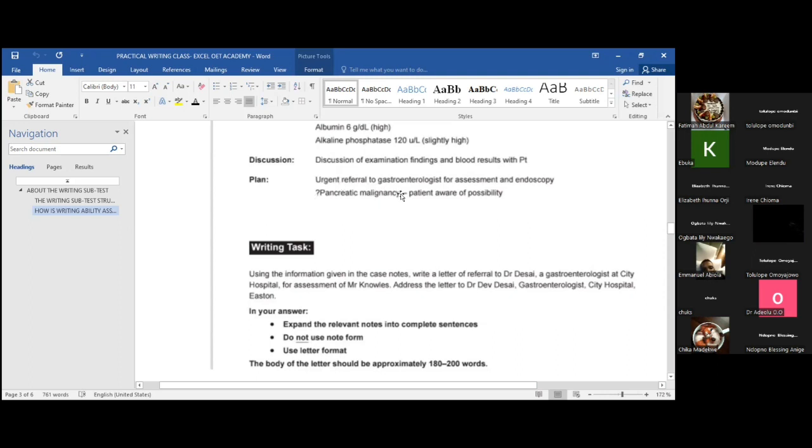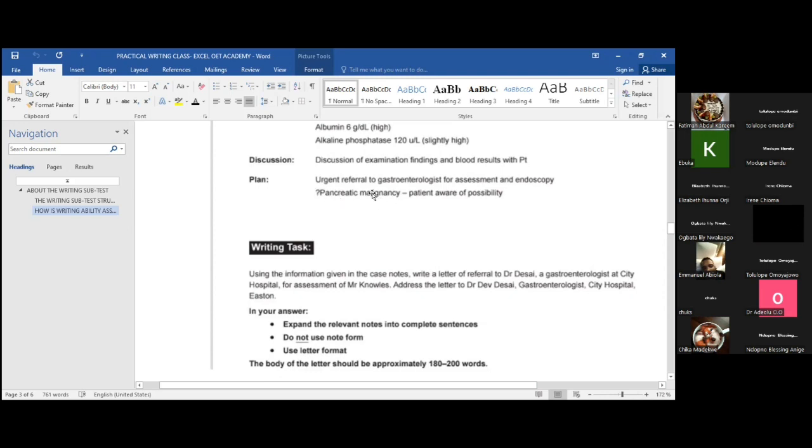Now look at this. They wrote pancreatic malignancy, okay? It's what we are dealing with. So it's a query, okay? So when you see this query sign or this question mark sign, it shows that it's not really a definitive diagnosis, it's still provisional in the sense that it can be subjected to change. We're not sure yet, but from the clinical features or the signs and symptoms this patient is presenting with, it's likely a pancreatic malignancy.